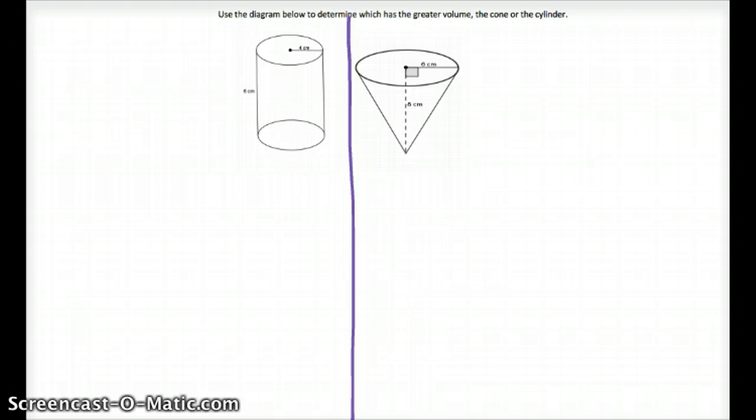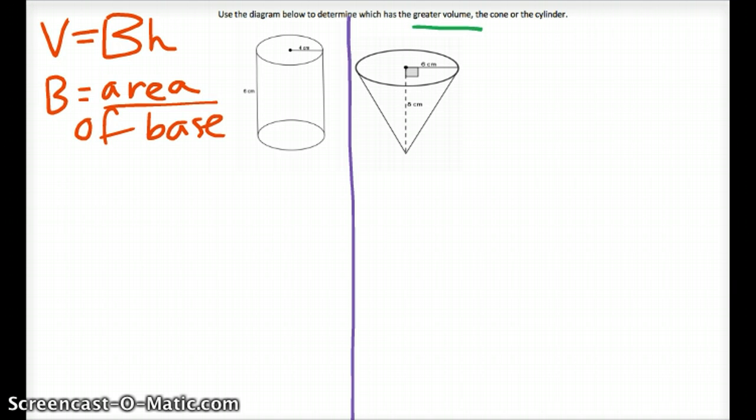Okay, we're going to start with a problem where you have to compare the volume of a cylinder to the volume of a cone and figure out which has the greater volume. So use the diagram below to determine which has the greater volume, the cone or the cylinder. So the first thing I'm going to do is write out the formula for each one. So the volume of a cone is base times height. And remember, capital B means the area of the base. So that's going to be a circle.